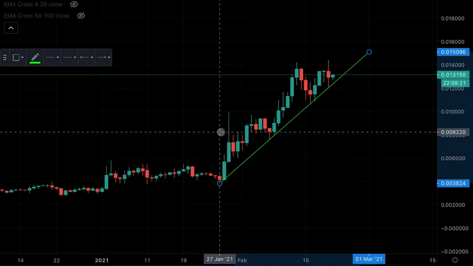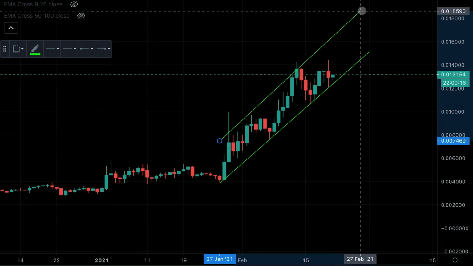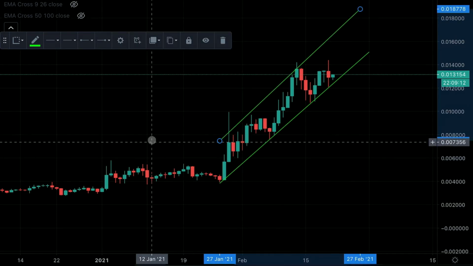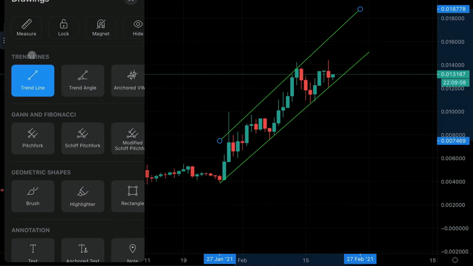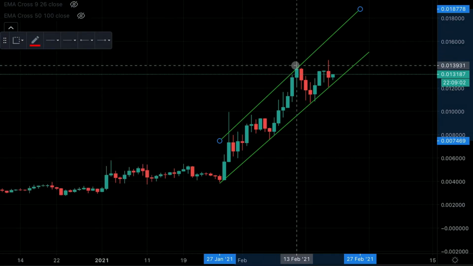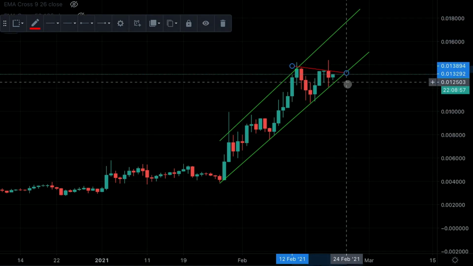Before we get into any indicators, let's connect our lows to our lows and our highs to our highs. So we can see a clear price channel, a clear uptrend price channel is formed here. We're finding short-term resistance along this line. So we're watching for this breakout.